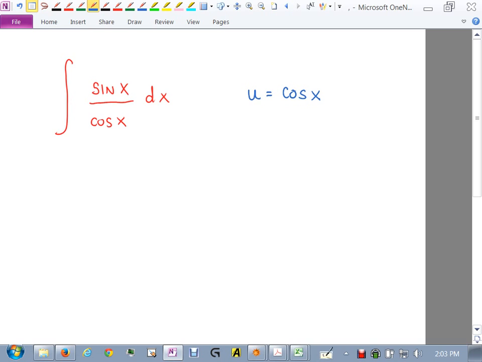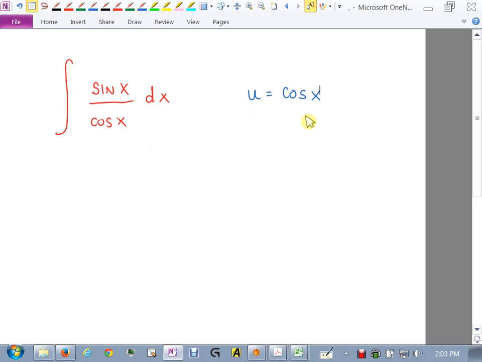I'm about to make a substitution. Everywhere that I see cosine x, I'm going to replace it with u, right? Now, don't write it down yet. But if I'm going to replace this with u, then I'm going to have x's mixed in with u's, right? I need my entire integral to change from one variable to a different variable. So I need to be able to replace not only cosine x, I need to be able to replace everything. Everything has to be replaced.